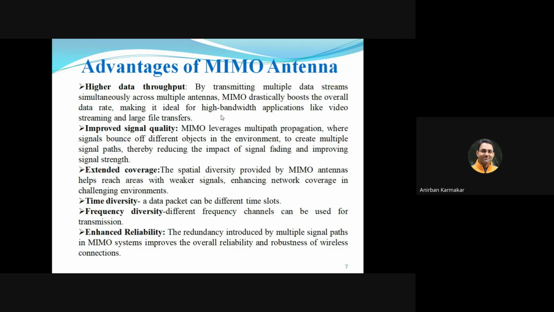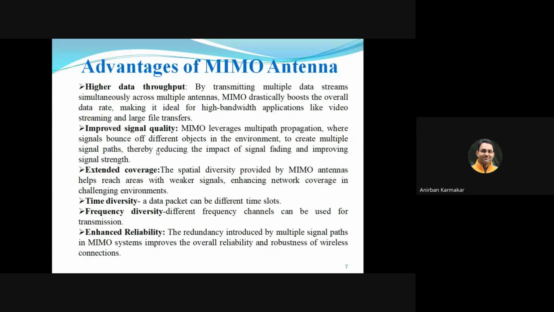MIMO leverages multipath propagation, where signals bounce off different objects in the environment to create multiple signal paths, thereby reducing the impact of signal fading and improving signal strength. Extended coverage: the spatial diversity provided by MIMO antennas helps reach areas with weaker signals, enhancing network coverage in challenging environments. It also provides time diversity, meaning the packet data can be put in different time slots.